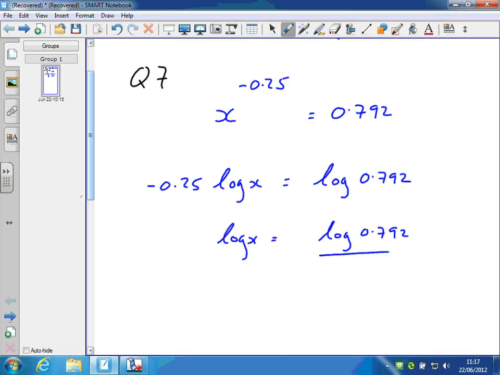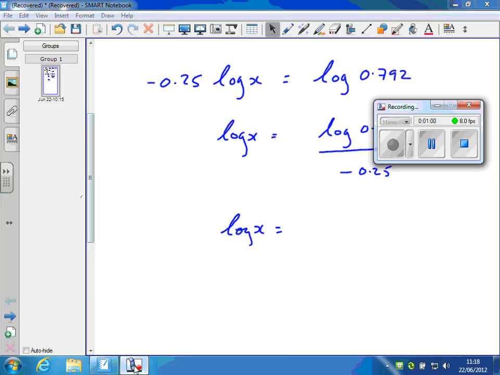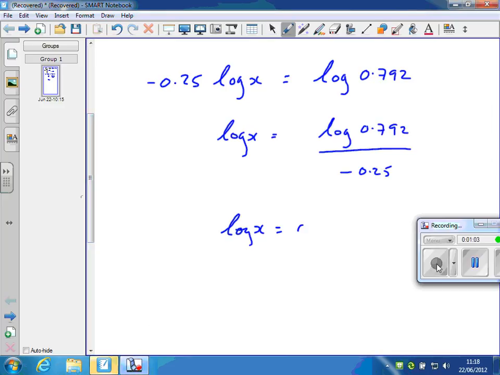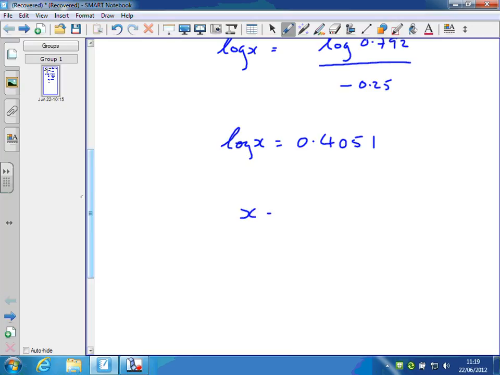0.792 divided by negative 0.25. And so we work out what that is on the calculator. So log x equals 0.4051 to 4 significant figures. So x is going to equal 10 to the power 0.4051.